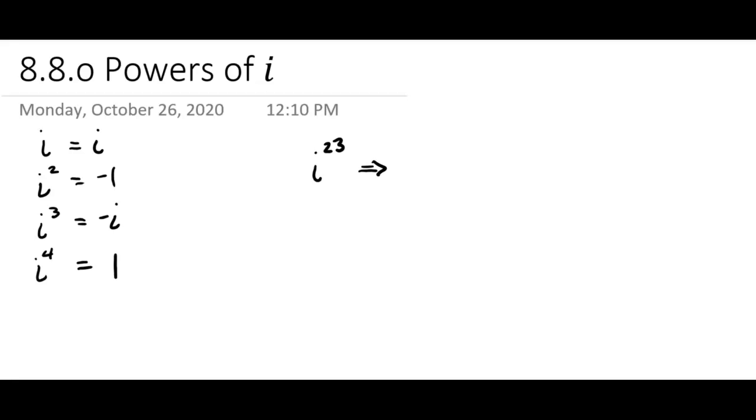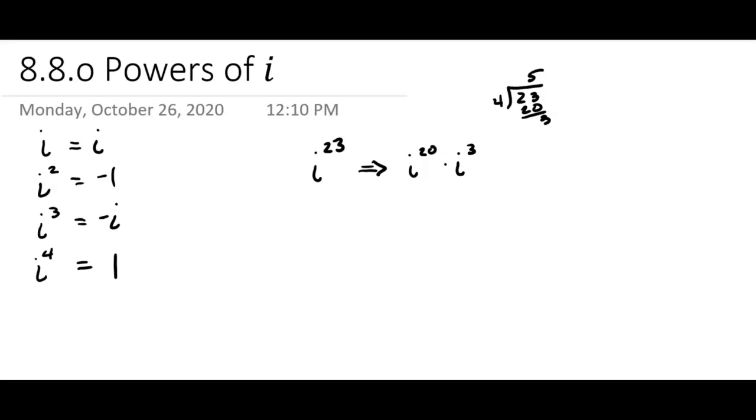Think about 4 going into 23. How many times does 4 go into 23? 5 times, right? And then you have 20 and you have 3 left over. Okay, so think of it as i to the 20th times i to those 3 left over.